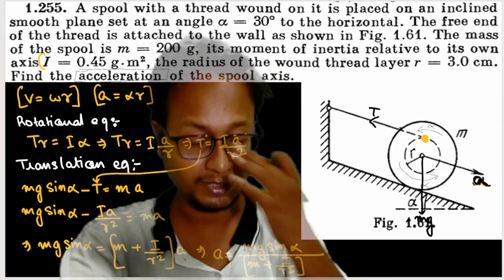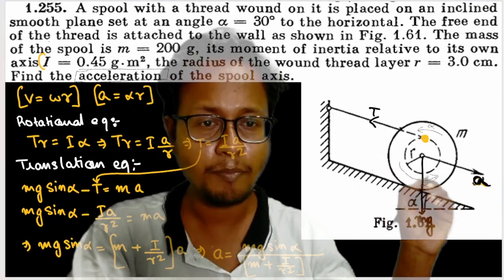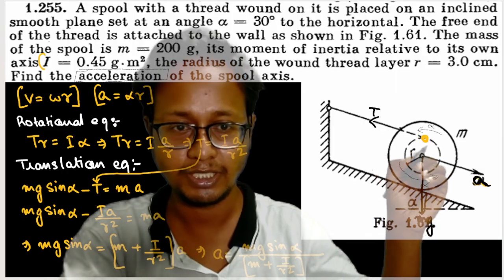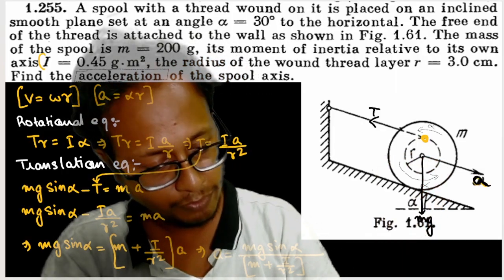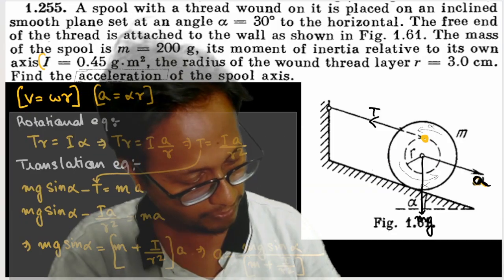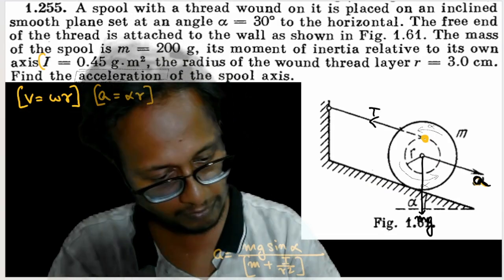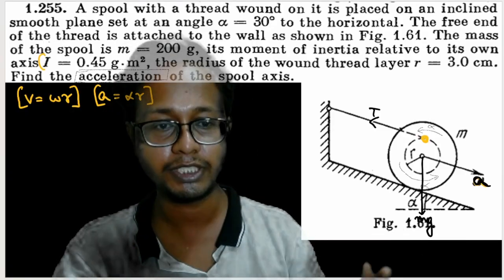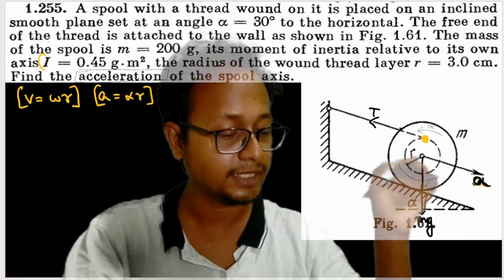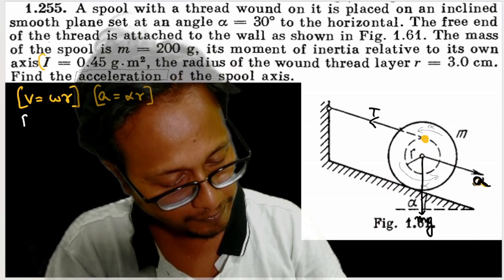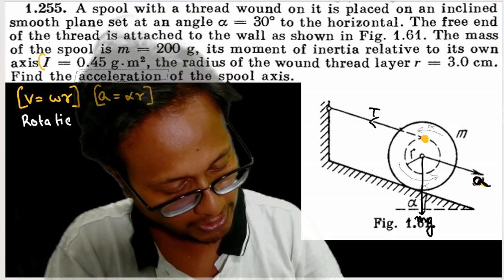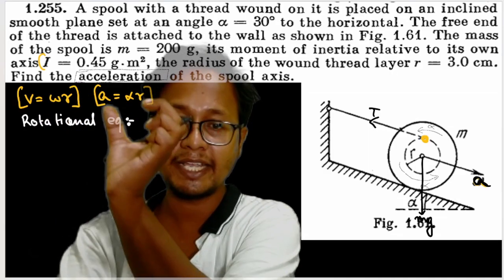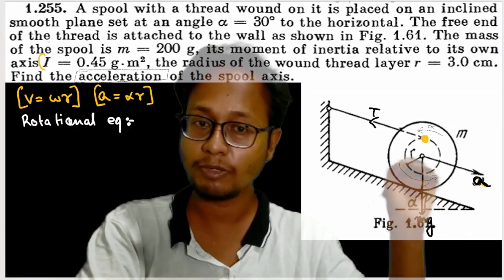Now suppose I have to solve the same problem but from the instantaneous axis of rotation. When I'm seeing the problem from the instantaneous axis of rotation, there will be only one equation, and that is nothing but the rotational equation. See, v is equal to omega r and a is equal to alpha r. This is valid for both method 1 and method 2.